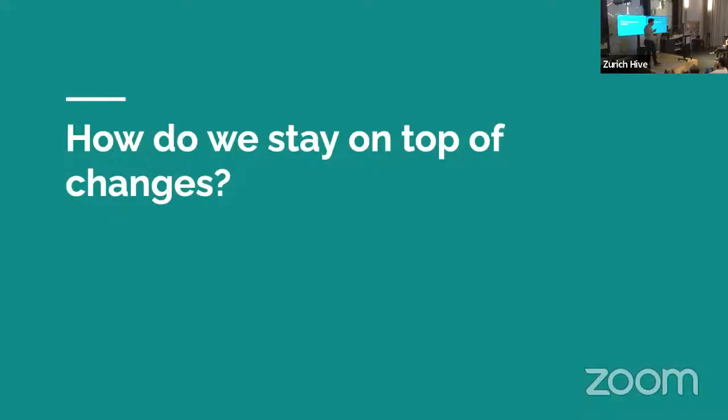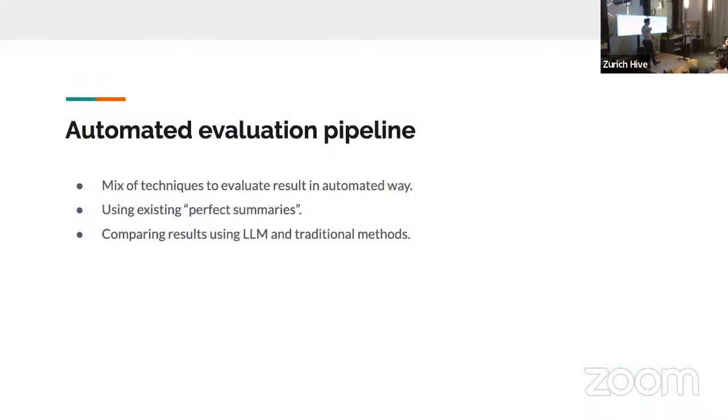So how do we stay on top of these changes? We wanted to create an automated evaluation pipeline. This pipeline used a mix of techniques, which resulted in an automated way of telling us: is this model performing well enough for us? Is this model better? Is this prompt better? Which one to use in the next deployment? And this we could do using a combination of testing using LLMs as well as some classical methods.